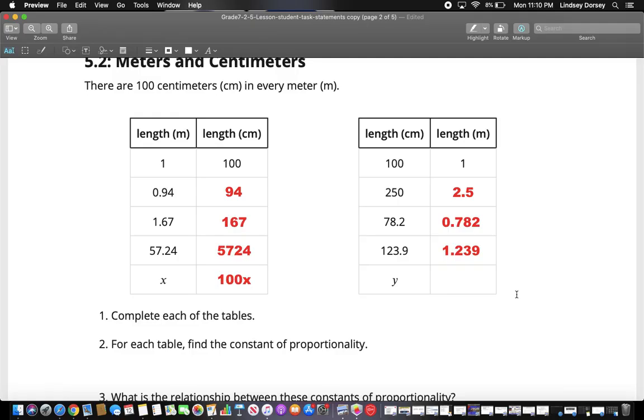Okay, so you're dividing by 100, whereas here we were multiplying by 100. But we say to always multiply instead of divide, so dividing by 100 is the same thing as multiplying by what? 1/100th.